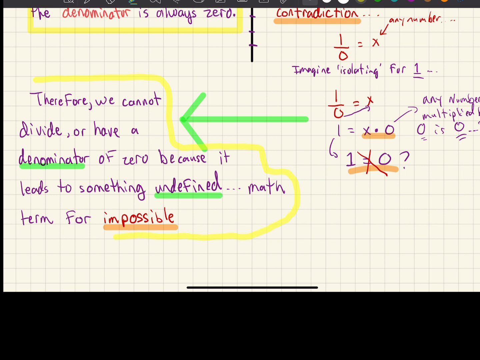Now the math word for impossible is undefined, which means that there is no value that would actually exist. And we could see that 1 would never equal 0, nor would any other number equal 0.